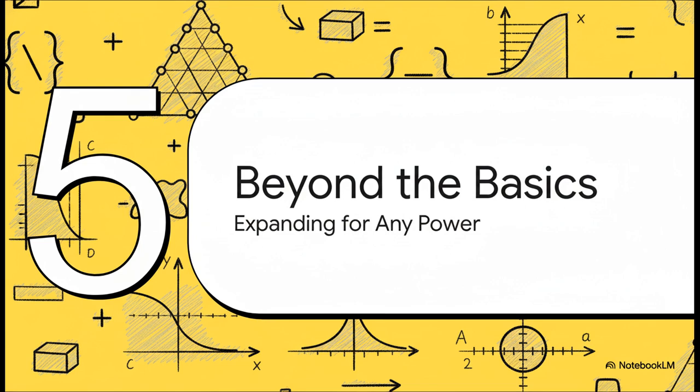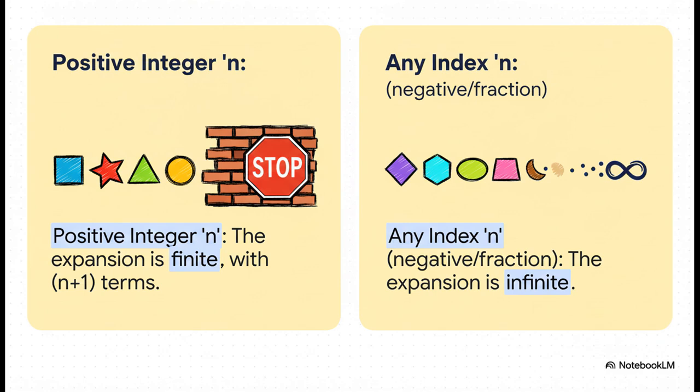All right, time to level up. Everything we've done so far has been with n as a nice positive whole number. But what if the power is negative, or what if it's a fraction? Well, turns out the theorem can handle that too. And here is the single most important difference you need to understand.